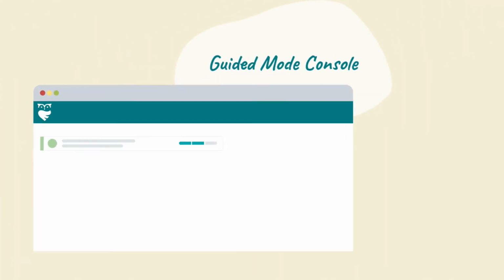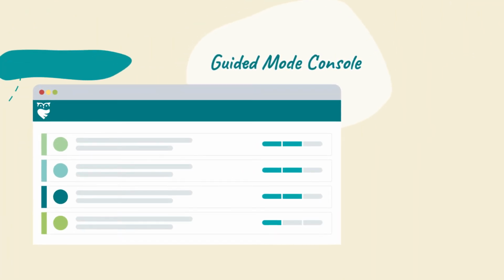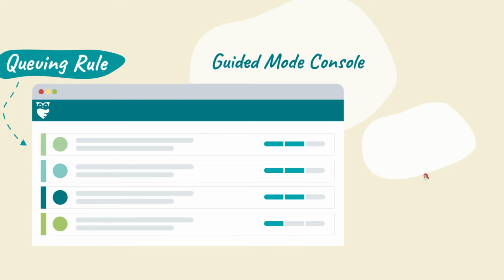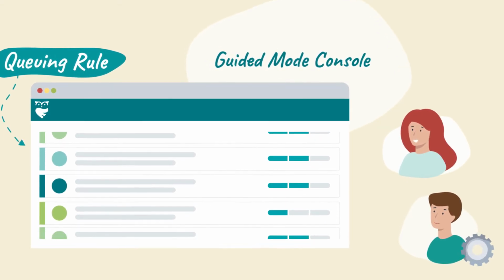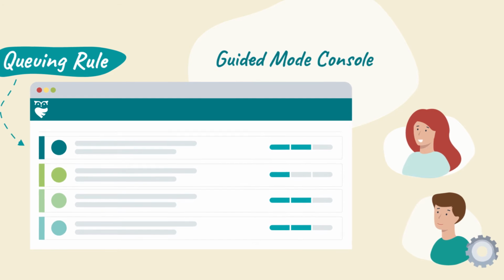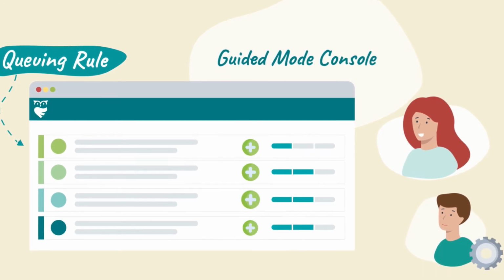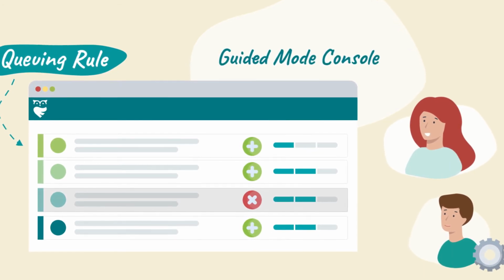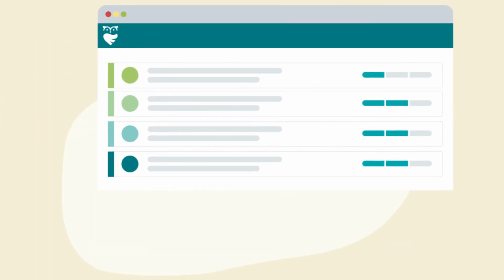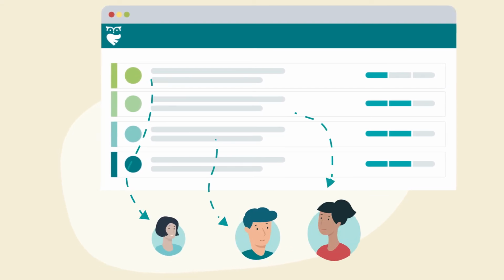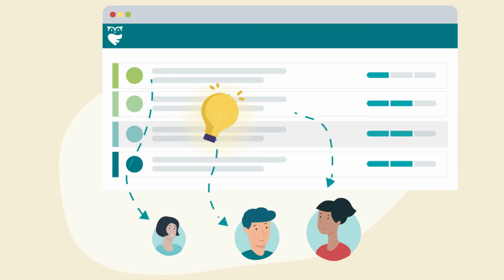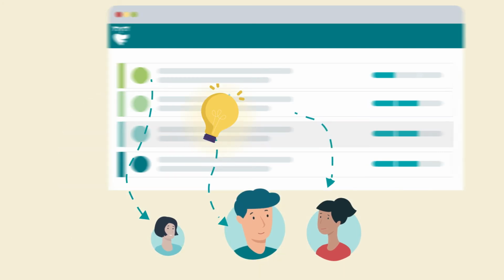In the guided mode console, cases get listed in the order defined by your active queuing rule. This gives supervisors and administrators a bird's eye view of all the cases that will be automatically assigned to the agents. Anna, being a supervisor, can add or remove cases from this queue. For every case in the guided mode console, ThinkOwl predicts up to 3 assignees who can handle the case. And subsequently, the most relevant case is pushed to the appropriate agent.